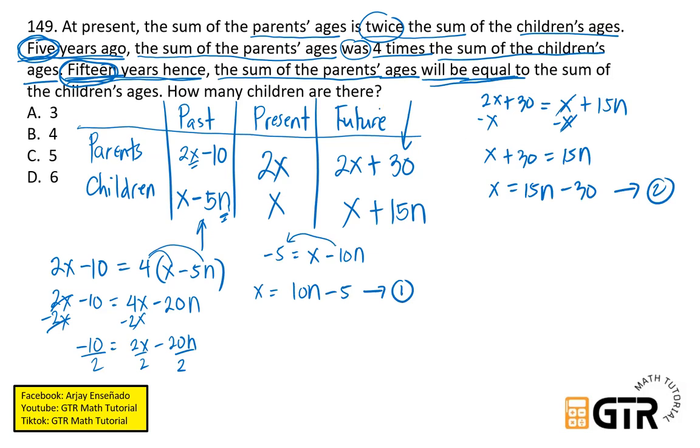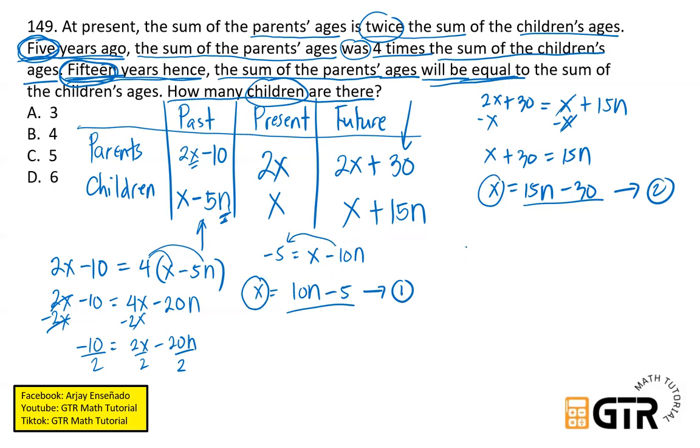Okay, so ang tinatanong dito, how many children are there? So, yung children ang tinatanong. So, ano ba yung number of children? Ito yon, n, di ba? So, yung n ang kailangan nating isolve. Since ang dalawang equation natin ay parehas x, so parehas x. X equals 10n minus 5. Itong kabila, x equals 15n minus 30. So, we can equate yung parehas na value ng x. So, 10n minus 5, equate natin dito sa 15n minus 30 since parehas silang equal sa x.